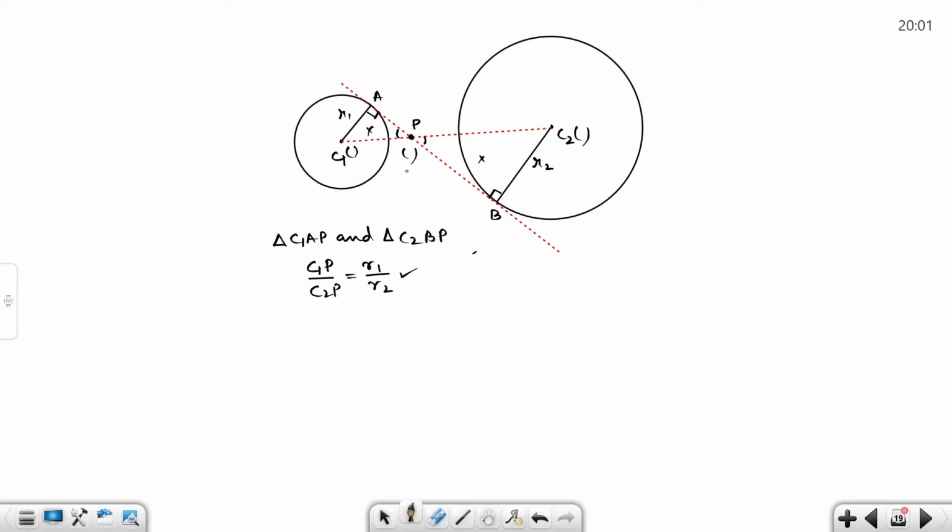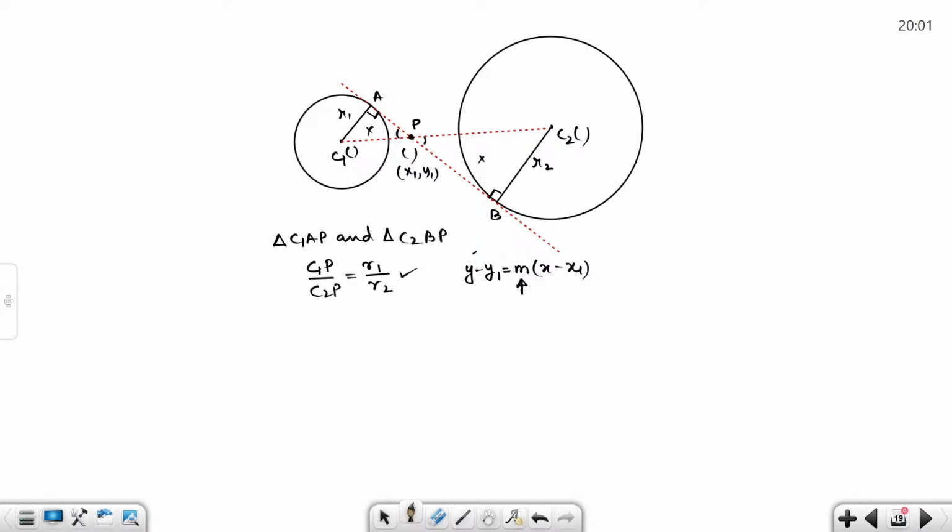So the moment you get point P, let me say the point be (x1, y1). Let us assume that the equation of the transverse common tangent is y minus y1 equals m into (x minus x1). Again, in this equation, the only unknown is m.